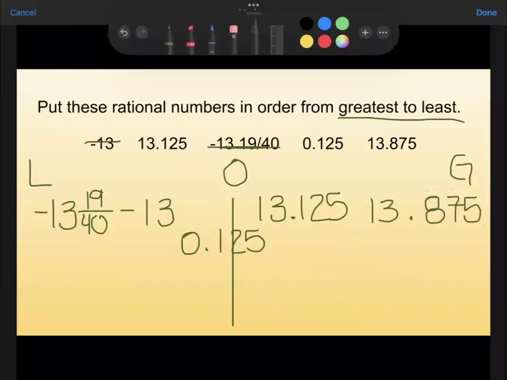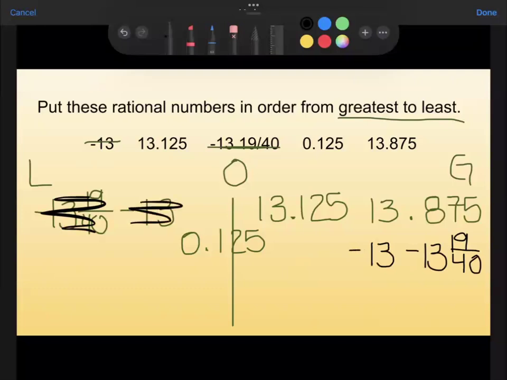Now, if this was least to greatest, I'd be done, but it's not, right? Because we need to go greatest to least. So that means I'm going to flip everything around so that it's on the other side of the line, or the other side of the middle. So I'm going to take that negative 13 and 19 over 40 over here. Maybe I cross it off so I know it's done. That negative 13 would go next. I could actually probably keep this one in the middle. Let's do it like this.